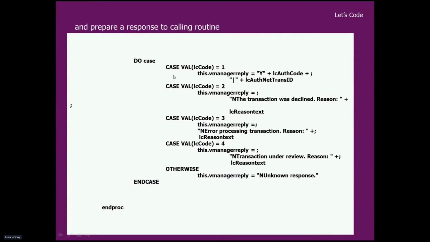So then what we do is, if we got an approval, we return to the calling program, yes, and the authorization code. If we did not get an approval, then we return a no and the reason for the decline or the error message, and the calling program has to figure out what to do with that information. This is part of our generic class library.